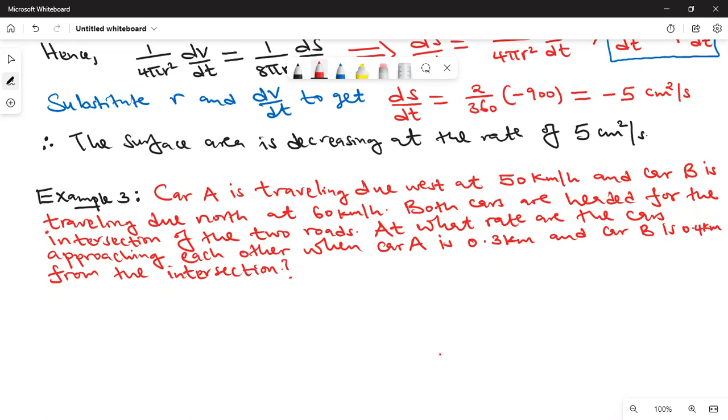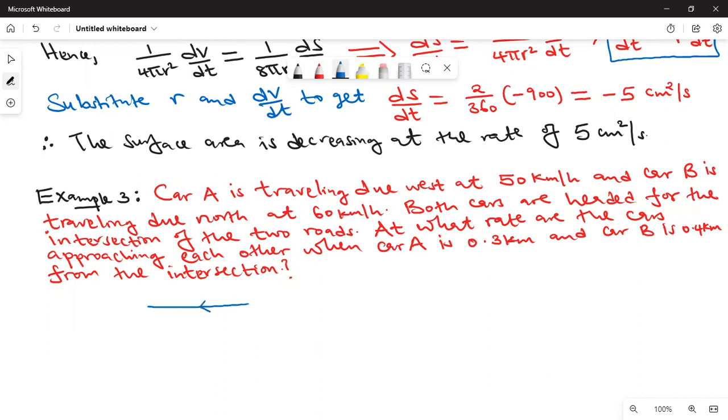So let's see how to go about this problem. We need to sketch how these cars are moving. One is moving towards the west and one is moving towards the north. That is from the south towards the north. One is moving from the east towards the west. So this is how the intersection looks like. The one that is moving towards the west is in this direction.